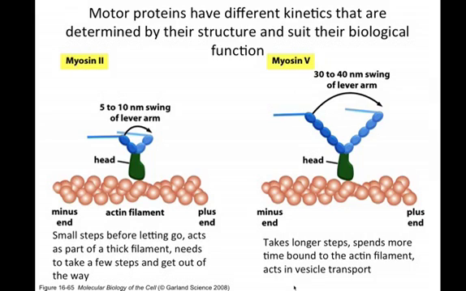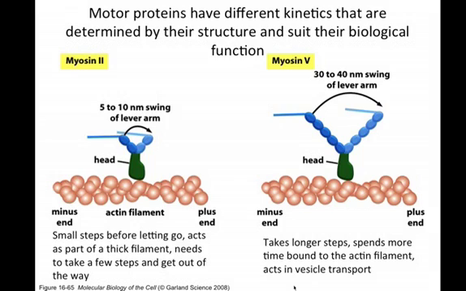So like I was saying before, they have different kinetics, which are determined by their structure and their biological function. So you'll have these different lever arms in myosin, so myosin 2 versus myosin 5. And so they're going to walk a different length based on the size of their lever arm. So for myosin 2, it takes small steps before letting go.